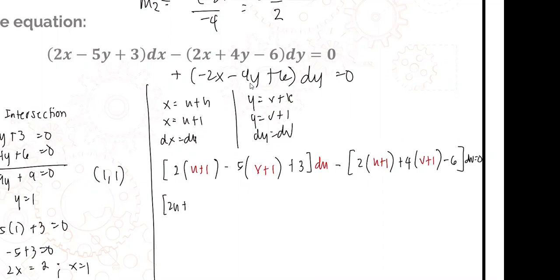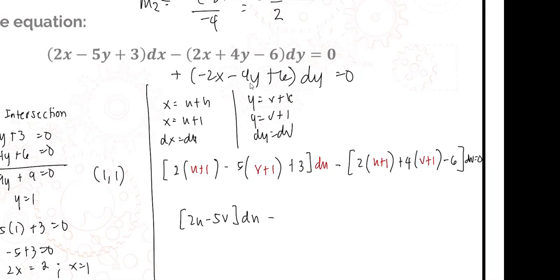Or pwedeng gawin natin, since alam natin may eliminate lagi yung constant niyan, kahit i-check nyo na lang, no? Alam natin 2 times 1 is 2. Negative 5 times 1 is negative 5. So magiging 2 minus 5. So dito negative 3. Tapos may plus 3 doon. So will be 0 yung constant na, no? So pwedeng matira na lang dito sa first natin is 2u minus 5v du. Okay? So para hindi na lumaki pa yung transformation natin.